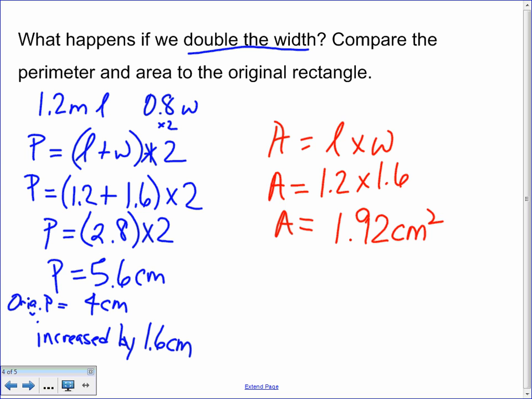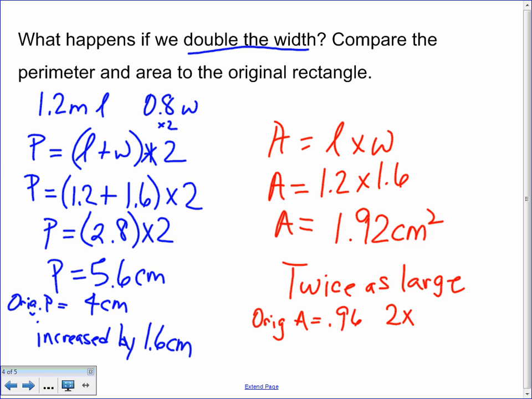Previously, my area was 0.96. So what do we anticipate happened when finding area? If I double the width, what's going to happen? It's twice as large now. Originally, my area was 0.96, but I doubled the width, 2 times the width. And if you remember back to the previous slide, if I multiply one of my lengths times 2, what's going to happen to my area? It's going to be double. So it's now 1.92 centimeters squared.